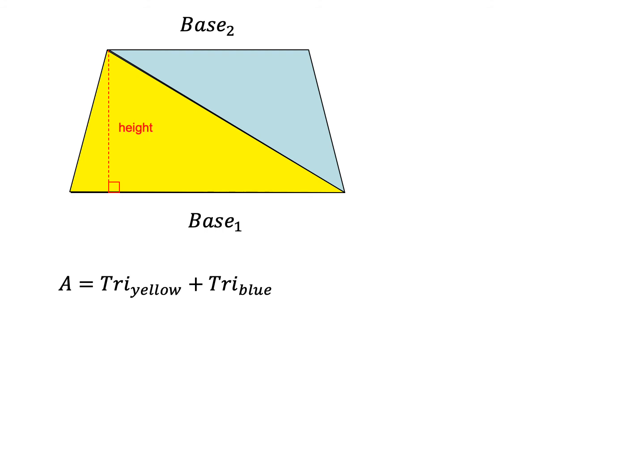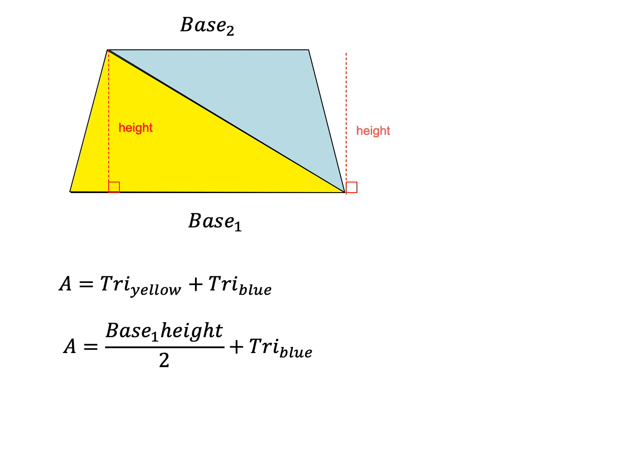Make sense? Okay. So now let's look at the yellow one. Well, the yellow one would have the base of base 1. It would have the height of height. So that would be base 1 times the height divided by 2. Remember, that's the formula for the area of a triangle. And for the blue one, well, we need to find the height. Where would the height be? Well, because this one is one of those scaling obtuse ones, we would do the height off to the side.